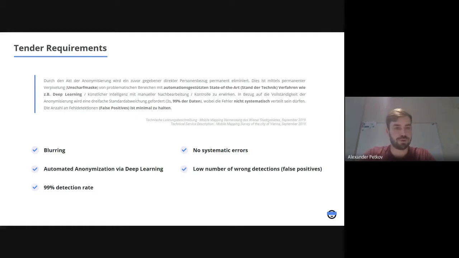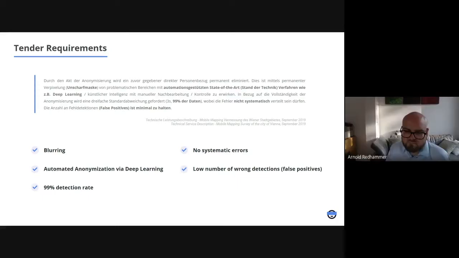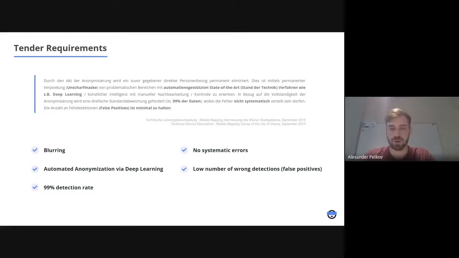So we want to emphasize here what's needed to apply for those tenders, to basically be able to win them, what you need to deliver. First of all, from our experience and also from the requirements here, blurring is basically the method that's most commonly required when it comes to making personal information unidentifiable. Then there's also a need for doing the whole anonymization automatically with state-of-the-art technology.